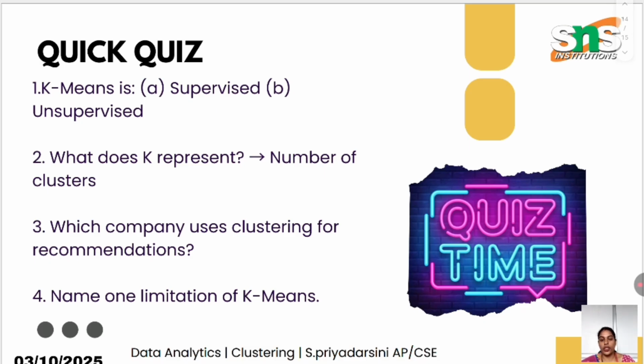Here are four quiz questions. First one, is k-means supervised or unsupervised? K-means is unsupervised. Okay, what does k represent? It represents the number of clusters. Which company uses clustering for recommendation? That you have to find. There are many companies that use clustering for recommendation. You can mention a few. Next, can you name one limitation of k-means? There are many limitations. Think of any one limitation and comment below.